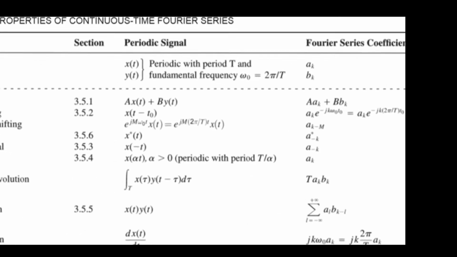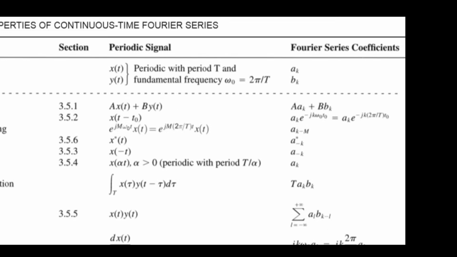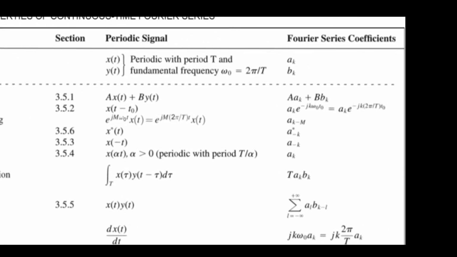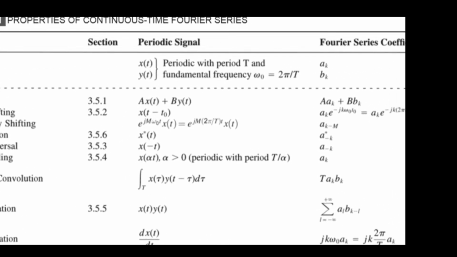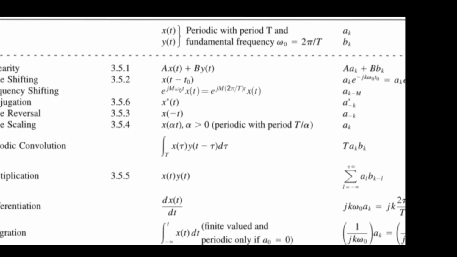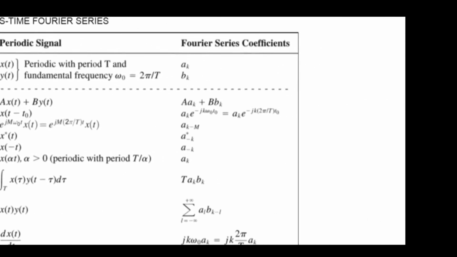So let's say we have some x of t that has series coefficients a_k, and some y of t has series coefficients b_k. Everything here is periodic with period T, and we define omega naught as 2 pi over T. We see that this transformation back and forth is linear. So a linear combination of x and y gives a linear combination of a and b. And if you do a time shift on your signal x, then your a_k will get the extra factor of e to the jk omega naught t naught.